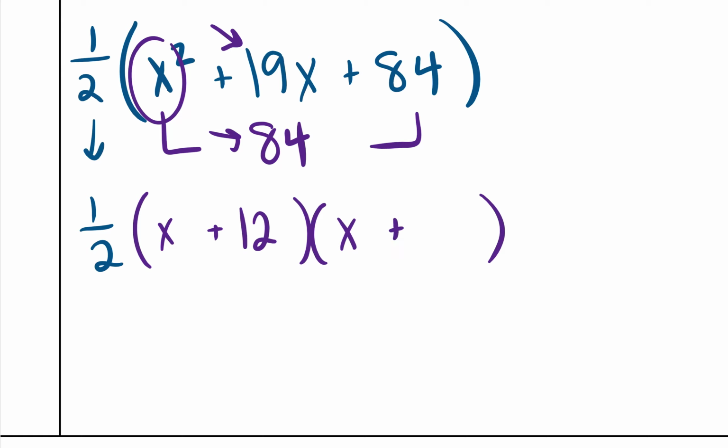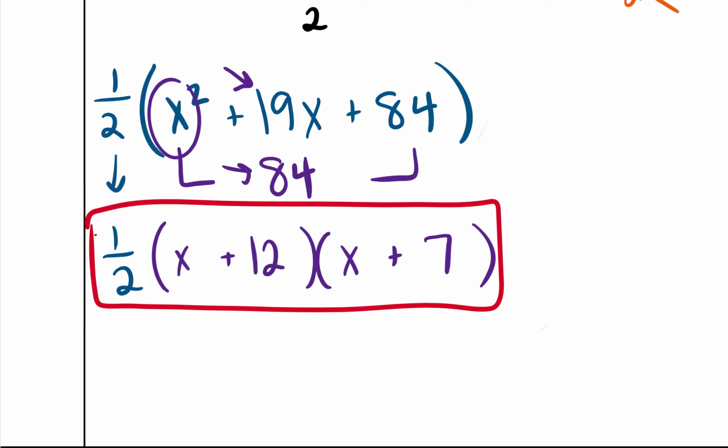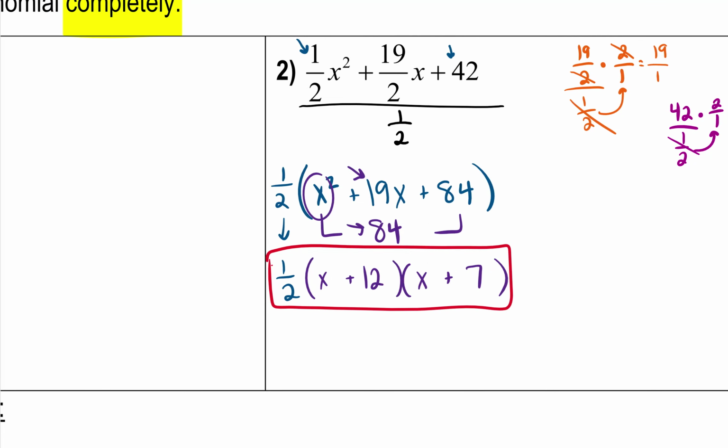12 and 7. 12 plus 7 is 19. 12 times 7 is 84. Now, if you notice, I have no way I can reduce any one of these. So for this one, this is my answer. I'm done. See, fractions are not that bad as long as you know what to do. And now you do.